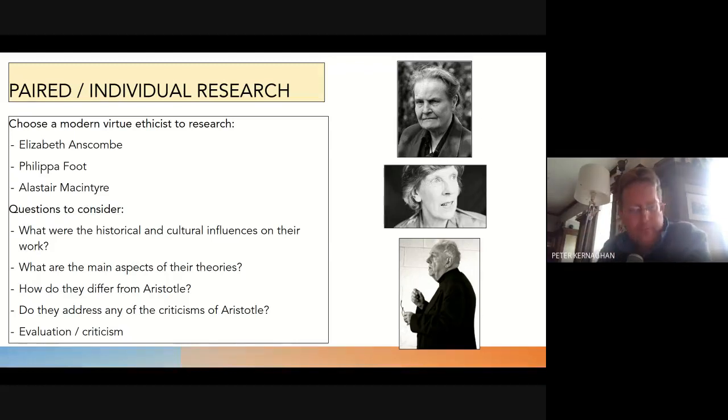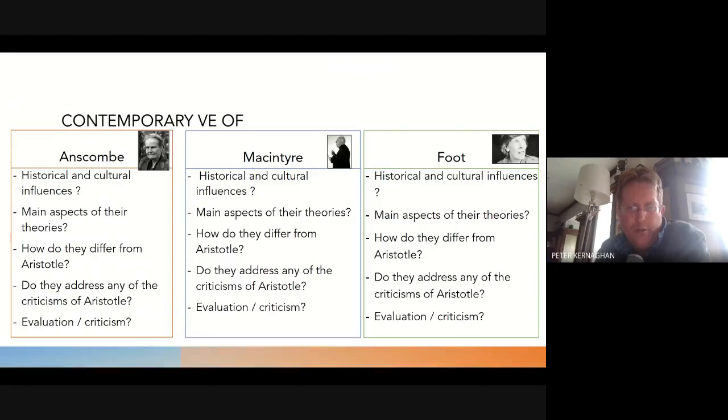Now, we'll try and summarize it in the end, but you might want to make some notes for each of these. What's the context? What are the main things they say? How do they try and improve on Aristotle, and what's the strength or weakness of their viewpoint? We'll come to the strengths and weaknesses maybe more at the end. So you might be making a table with three columns that looks like this. You can do it whatever way you want.